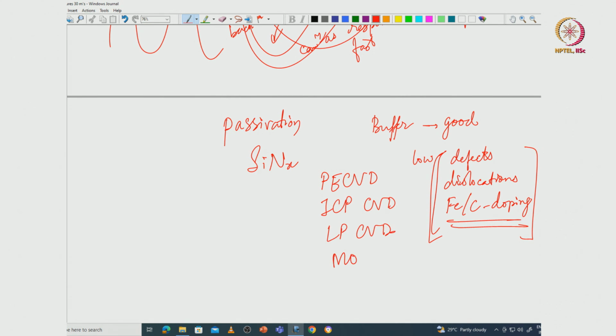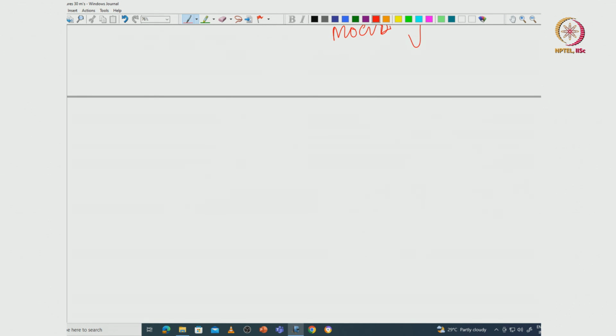In some cases people also do MOCVD, okay. These are different techniques to deposit silicon nitride. People have different recipes, they can deposit say around 100 nanometer of silicon nitride. Where do they deposit it, and what happens here?